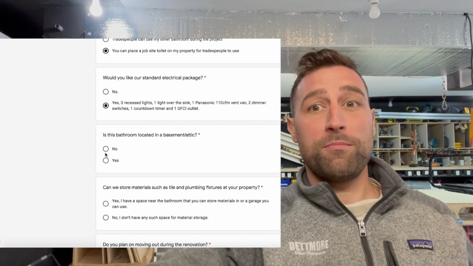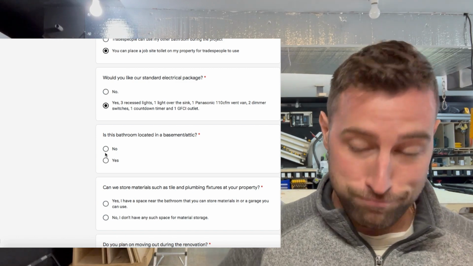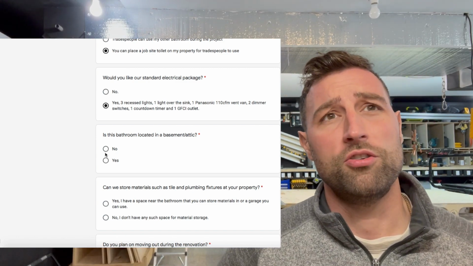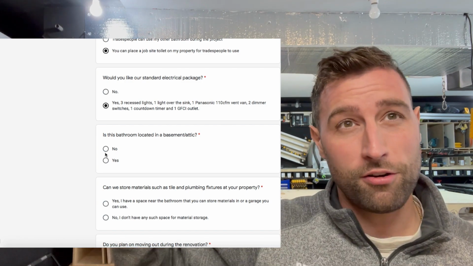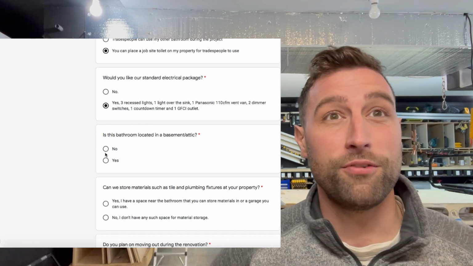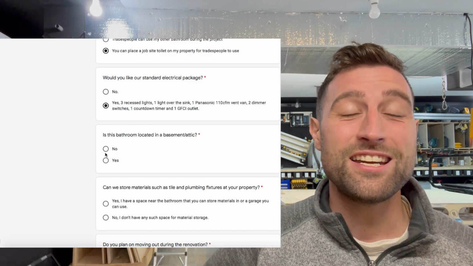Is this located in a basement or attic? So this is an important question because with basement bathrooms, you need to break up the floor sometimes and you're working around obstructions. And with attics, you have to walk up a ton of stairs and the ceiling's all pitched and difficult and you have to deal with difficult insulation details.